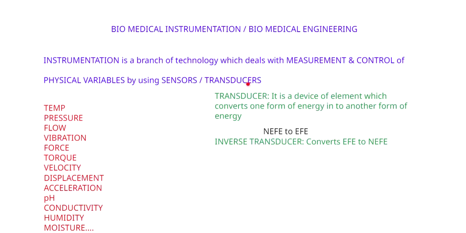Sensor also converts one form of energy into another form of energy. Transducer also converts one form of energy into another form of energy. But the basic difference is, transducers convert one form of energy into another form of energy by making contact with the source of input.